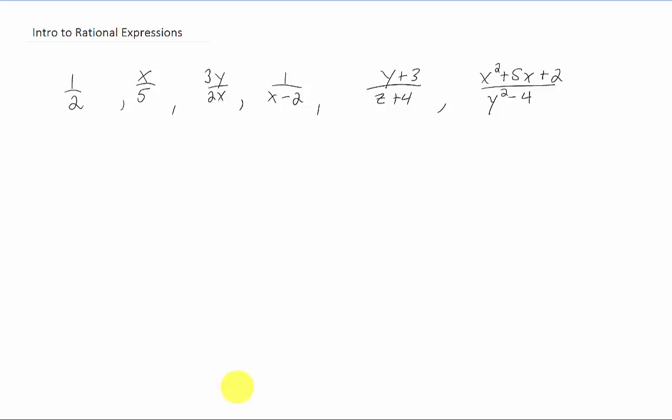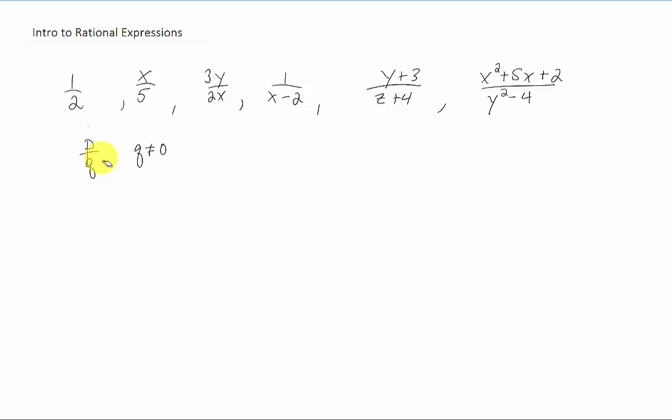Alright, we need to talk about rational expressions. And here are a bunch of examples of rational expressions. If you want a definition of what a rational expression is, it's an expression that can be written as p over q, where p is a polynomial and q is a polynomial, but q cannot be 0 because we can't have 0 denominators. What I want to talk about in this video is how to simplify rational expressions.